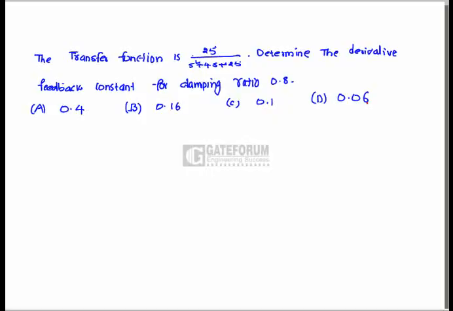Question is, we have to find out the derivative feedback constant for a given transfer function whose damping ratio is 0.8. If we compare the transfer function with the standard transfer function, we get natural frequency equals under root 25, which is 5 radians per second. 2 zeta omega n equals 4. From this, zeta equals 0.4.